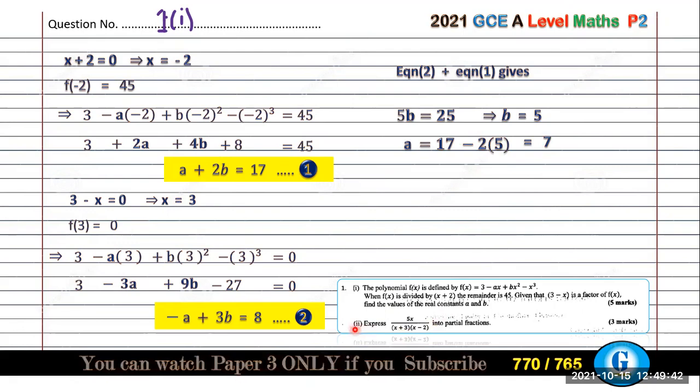And the second part is we should express 5x over x plus 3 into x minus 2 in partial fractions.